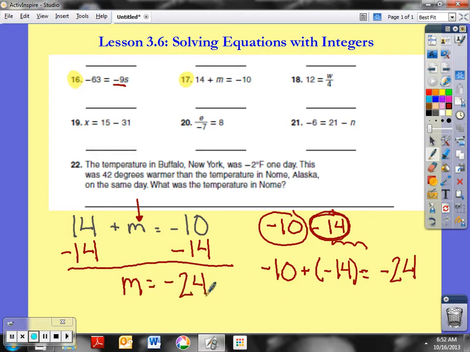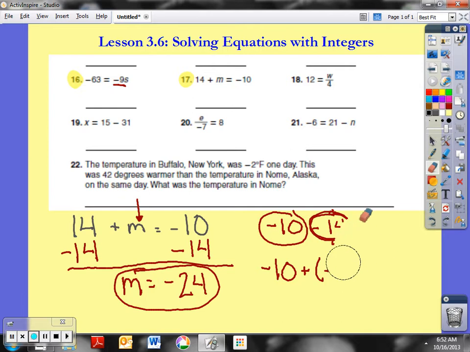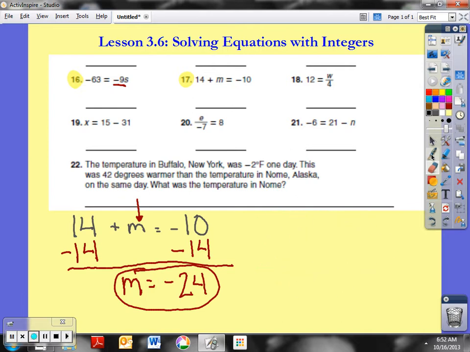Now again, that is my solution. What I should do to check, again, if I want to make sure I get every single point possible on the quiz, or on the post-test, is substitute in the original equation and see if it makes the equation true. So I have 14 plus, I'm going to put this in parentheses to show the separation of the negative sign from the plus, the operation, is equal to negative 10.